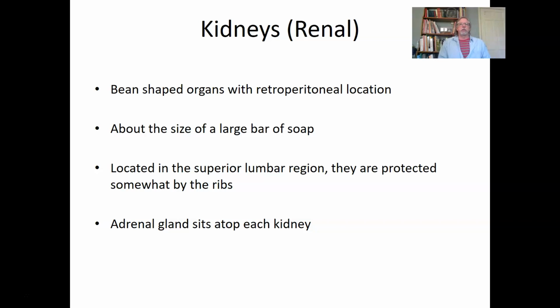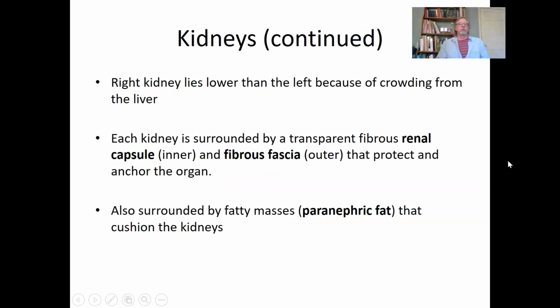So some general properties of the kidneys, and you could see this from the previous slide. They are bean-shaped organs. In fact, kidney beans resemble kidneys. And they have a retroperitoneal location, so they're embedded in the dorsal body wall, posterior to the parietal peritoneum. They're about the size of a large bar of soap, a little bit smaller than most people think. They sit in the upper lumbar region, protected by the ribs, and each has an adrenal gland attached. I mentioned this, the right kidney is lower than the left.